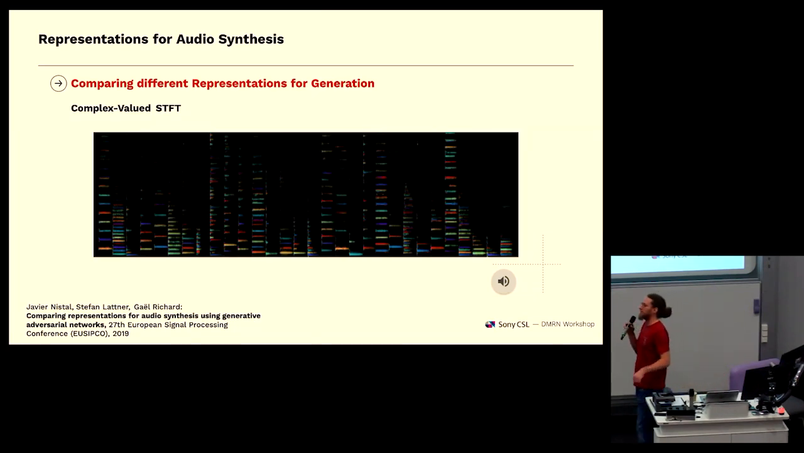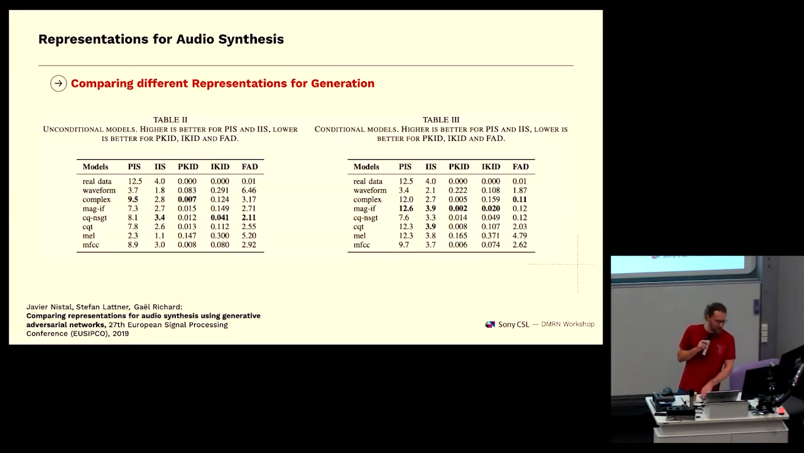So complex valued SDFT, we don't compute the magnitude and phase, we just take the complex valued components directly. And we also could, with objective metrics, show that complex and MAG-EF actually perform pretty well in terms of FAD. For example, here for the conditional case, complex actually outperformed all the other representations. And that's actually, if you think about it, pretty obvious, because we know already what the best filters are for low-level audio representations.